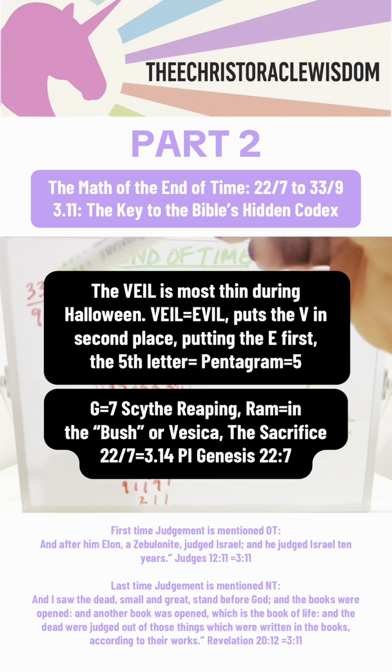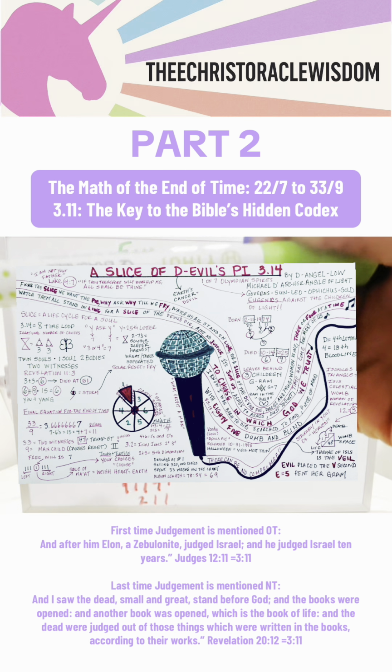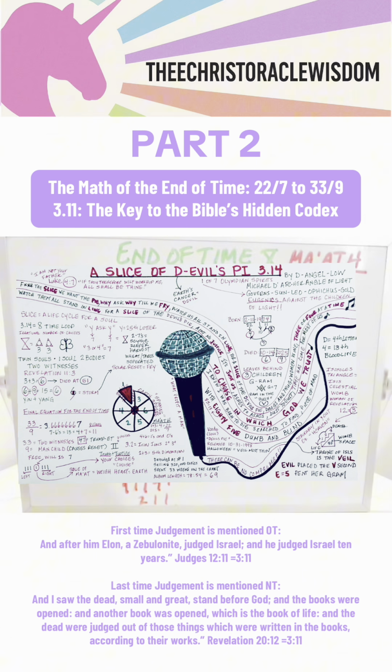Okay, bush is a representation of a woman's parts. Okay, it is the V between the legs. The ram in the bush is the woman. Okay, when you're talking about Abraham and the sacrifice, the veil of Isis is replaced by evil, or this is the slice of the devil's pie, pi being pi, which is 3.14.